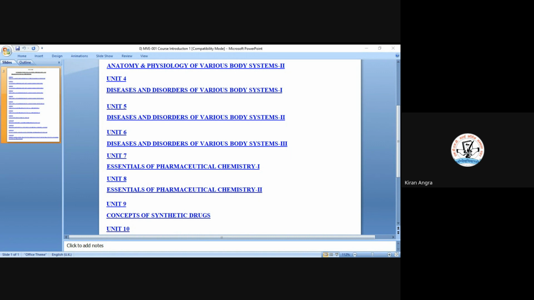Good for everyone? Yes, ma'am. Okay, then we will take this so that you people get the benefit out of it, because in this short time I may not be able to cover everything, or you people have to be prepared. So on the third I'll be taking unit 2 for the various body systems. If you know that, I'll skip it first.